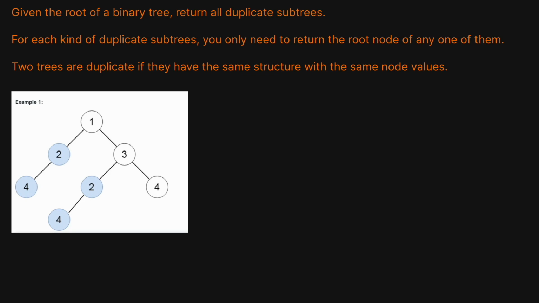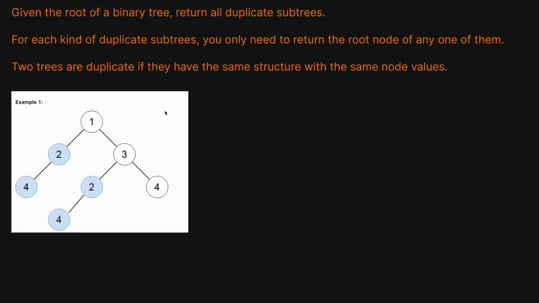Let's read the question prompt. Given the root of a binary tree, return all duplicate subtrees. For each kind of duplicate subtrees, you only need to return the root node of any one of them. Two trees are duplicate if they have the same structure with the same node values. Cool. So let's look at an example. Which are the duplicate subtrees in this tree?